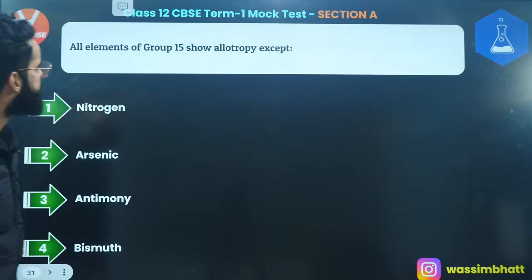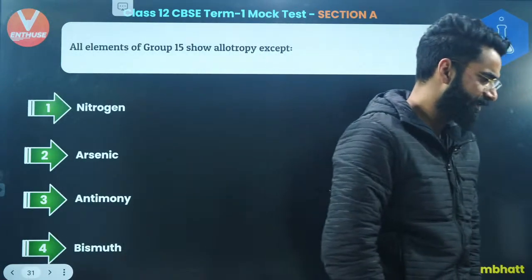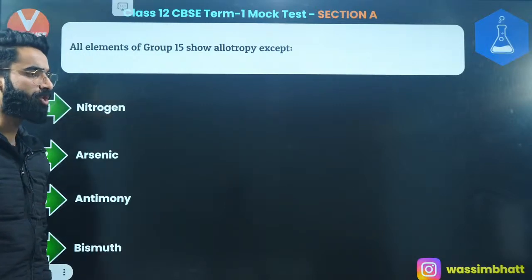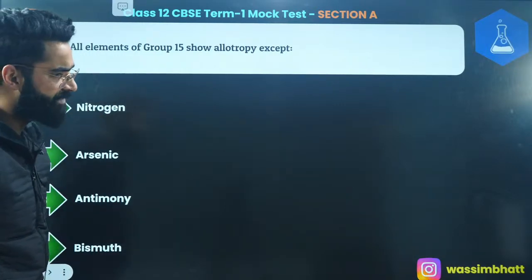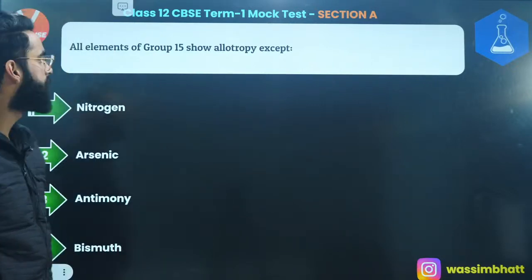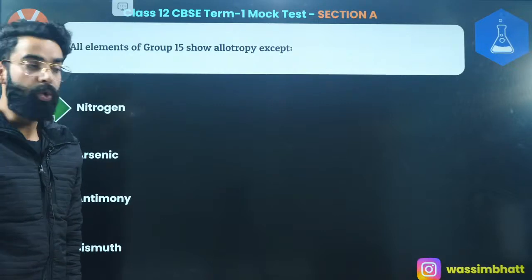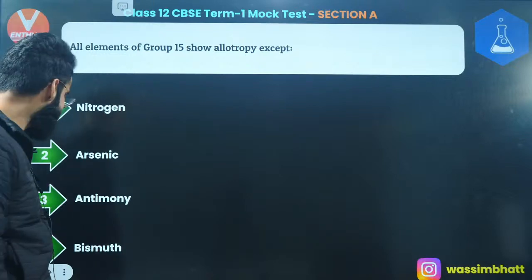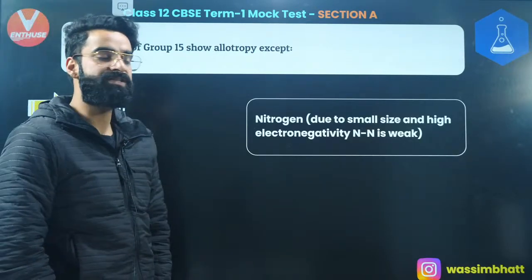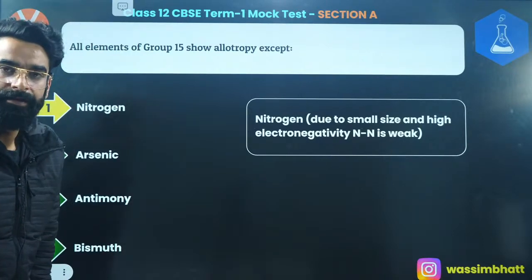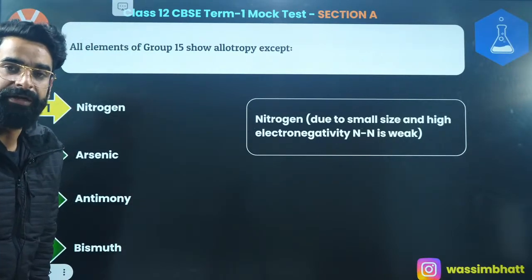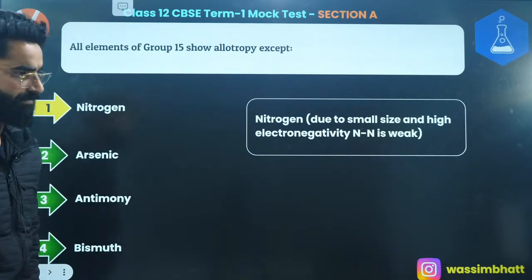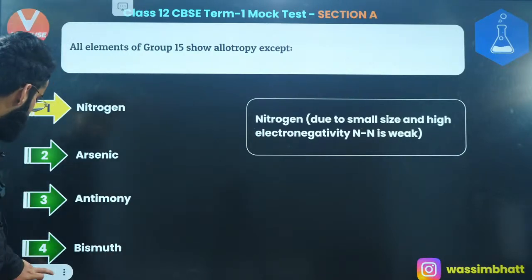Okay? Class 10th question. All elements of group 15 show allotropy except which one? Absolutely, you all are perfectly right. It is going to be nitrogen which does not show allotropy. Why is that? Because of its less size and at the same time because of its more electronegativity, right? So nitrogen, the only element in group 15 which does not show allotropy, the reason is due to its low size and high electronegativity.